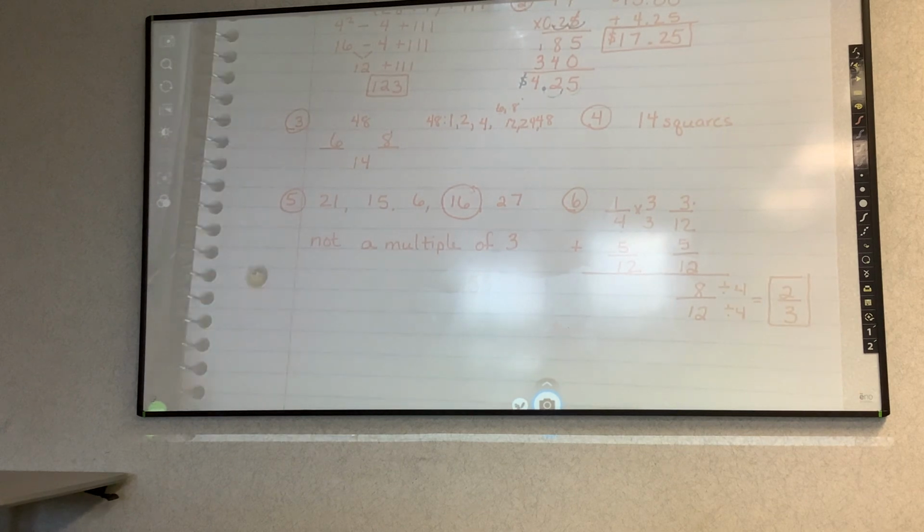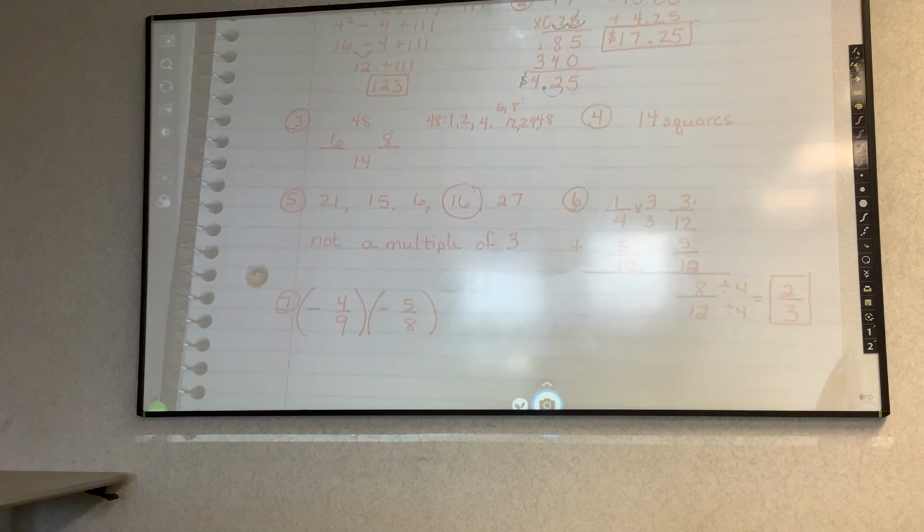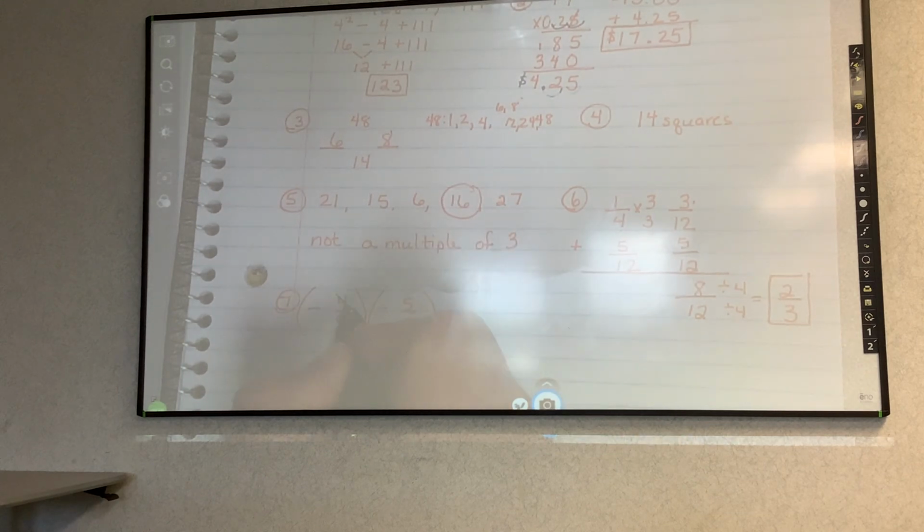Number 7, we have a -4/9 times a -5/8. When multiplying, we can keep them going across, but I want to cross cancel to reduce. So what can I go from the top and the bottom to reduce by? So 4 and 8 can be reduced by 4. So this becomes a 1, this becomes a 2. And then 1 times 5 is 5, 9 times 2 is 18.